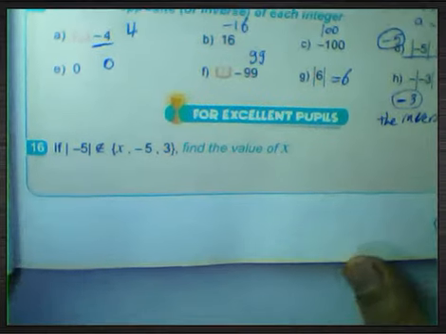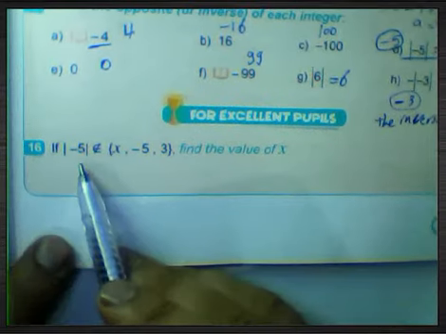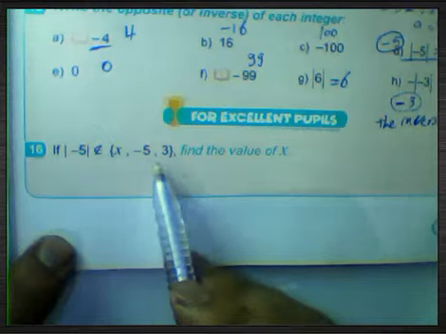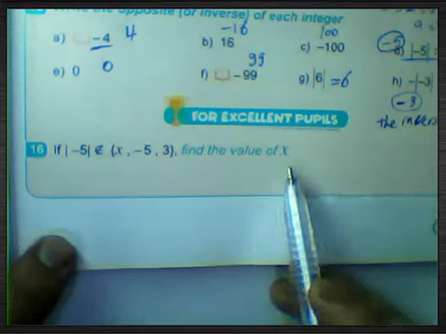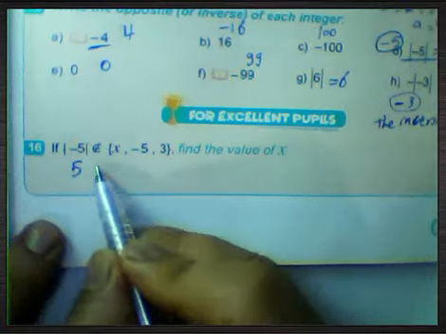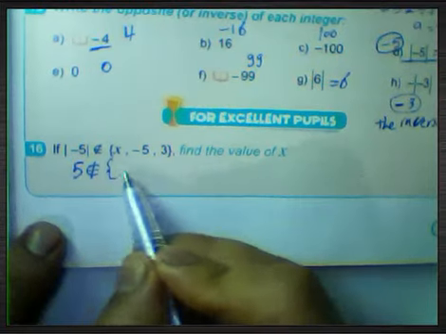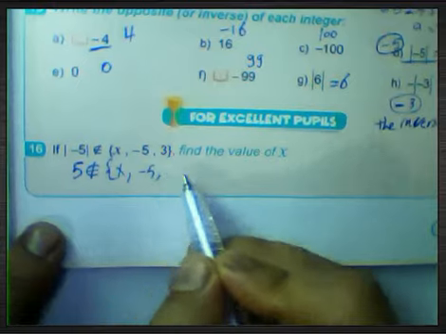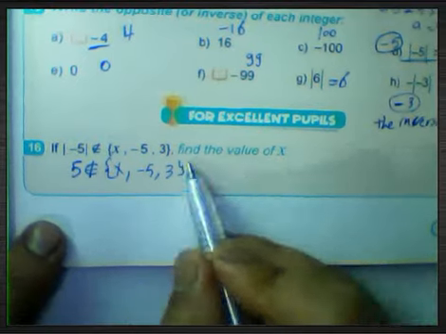Question 16. If absolute value of negative 5 does not belong to x, and the set is negative 5 and 3, find the value of x. We know the absolute value of negative 5 equals 5. So 5 does not belong to the set x, negative 5 and 3. Find the value of x.